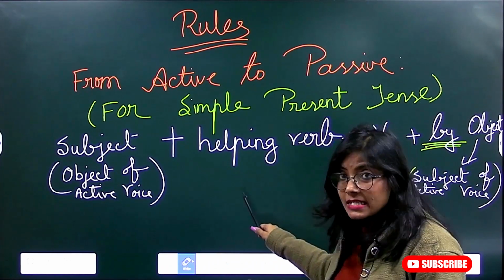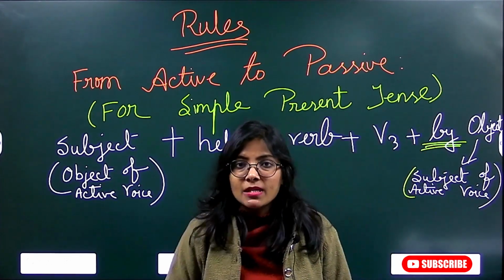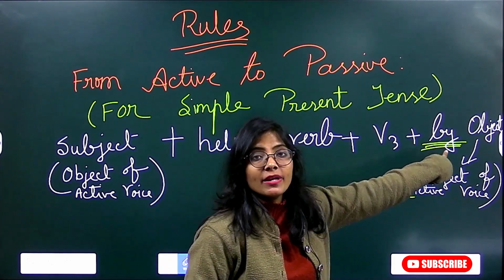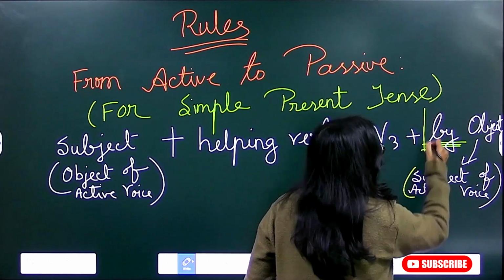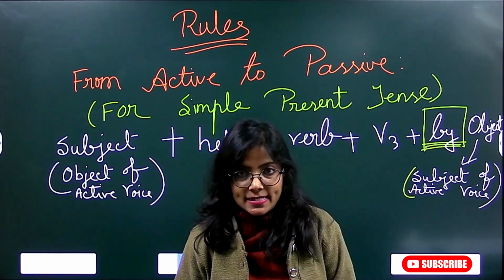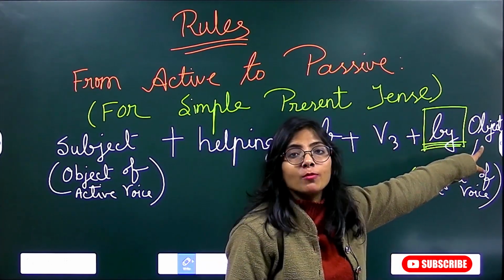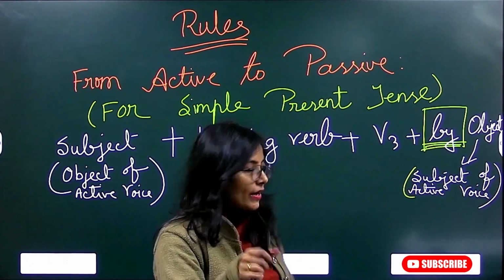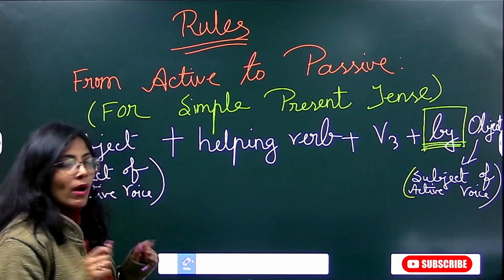Delicious food is V3. Cook was the main verb, so its V3 will be cooked, plus by. This is very important because we use this only for passive voice. By, then the object will be my mother, because my mother was the subject in the active voice, right? Like that, I'll give you one more example, okay?